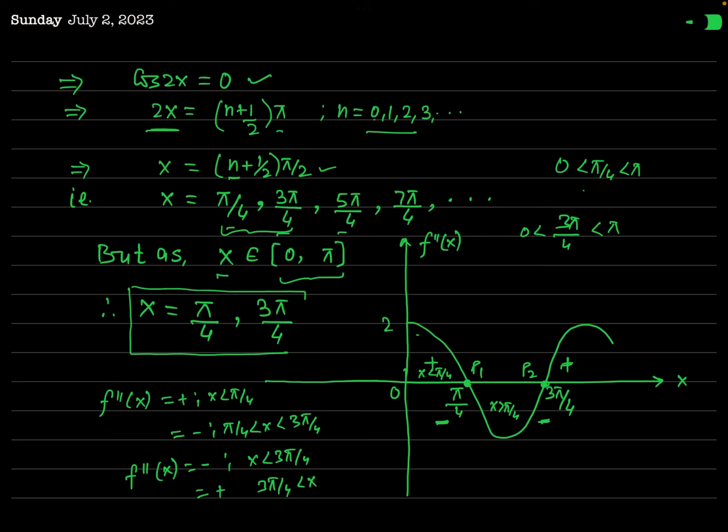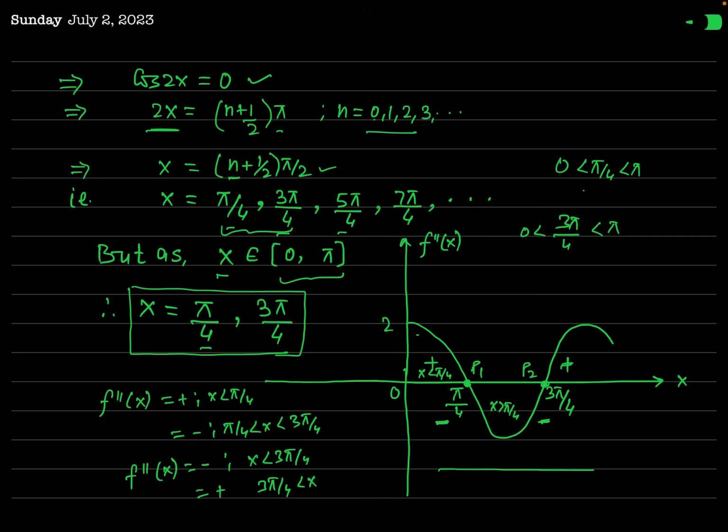First one is pi by 4 and the second one is 3 pi by 4. And these are the critical points, because we have obtained these values of x after putting f double dash of x equal to 0, and you know that at the points where the second order derivative of the function vanishes, those points are points of inflection. So x equal to pi by 4 and x equal to 3 pi by 4, these are the points of inflection. Okay. Now you can check by the sign scheme.